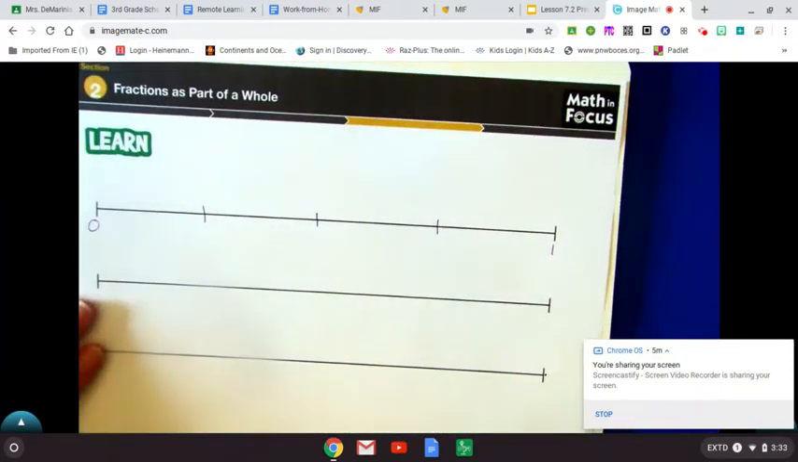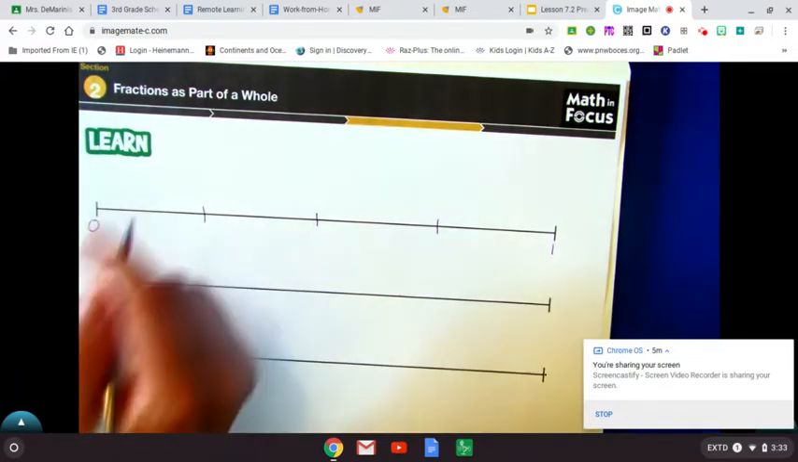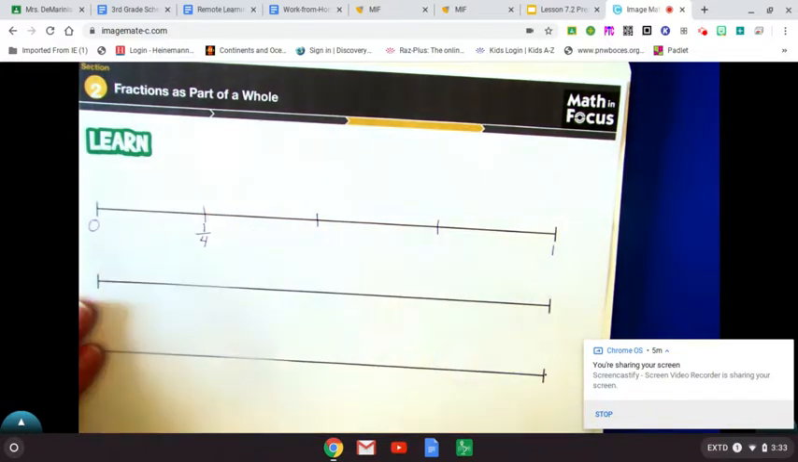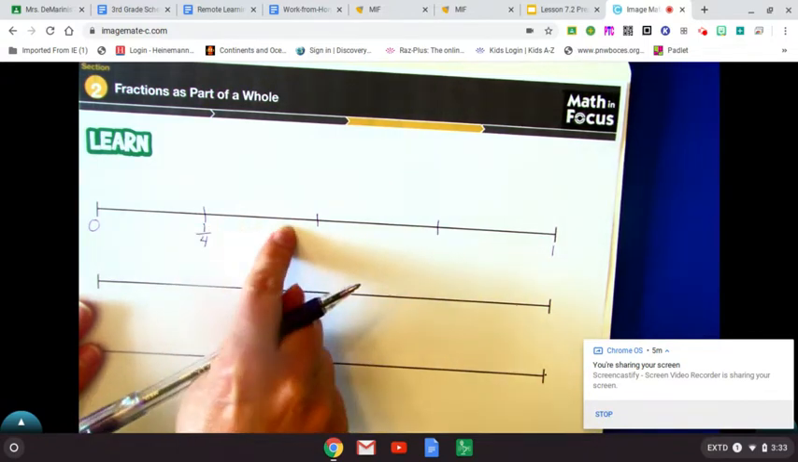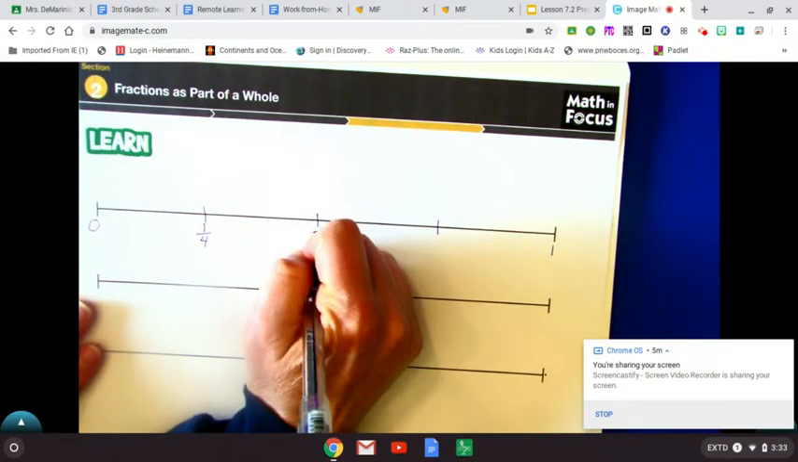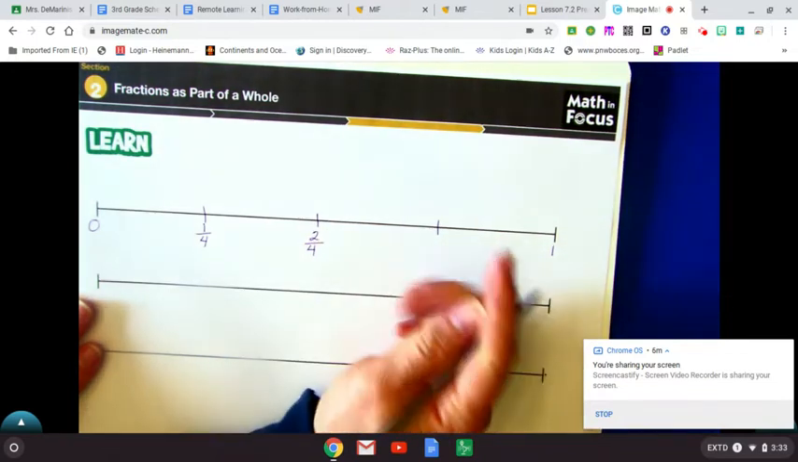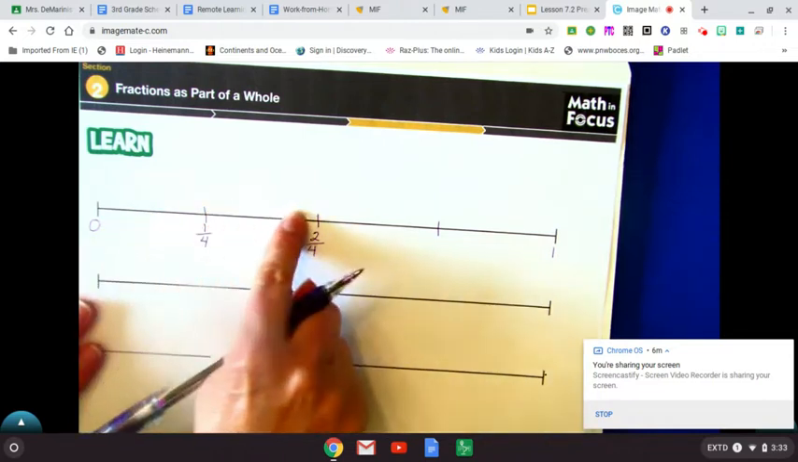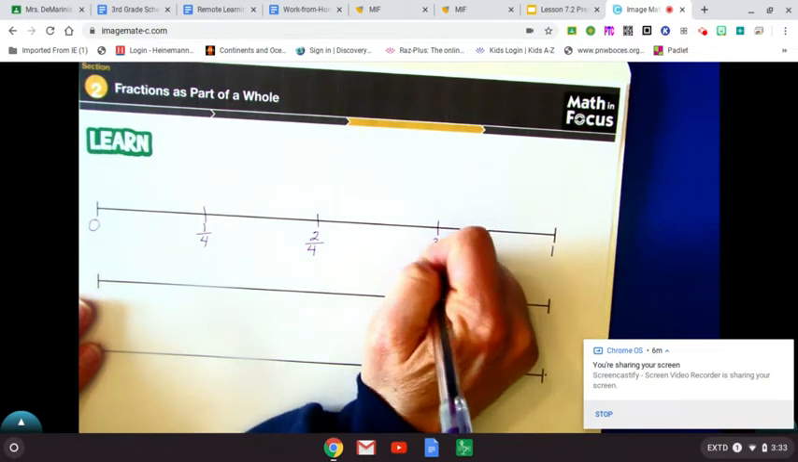Okay, now let's label each part of the number line. From 0 to the first tick mark is the first part. That tick mark should be 1/4 of the number line. The second tick mark represents the second part. 2/4 is what the tick mark should be labeled with. This tick mark here, this is 1 part, 2 parts, 3 parts. This is 3 out of 4 parts, so this is 3/4.